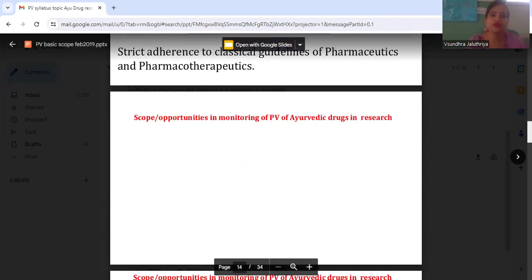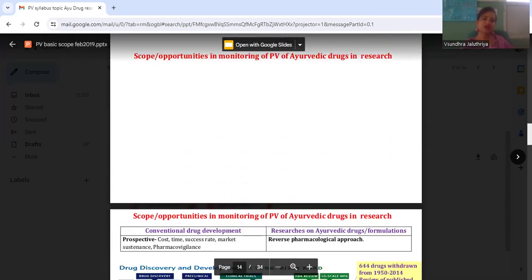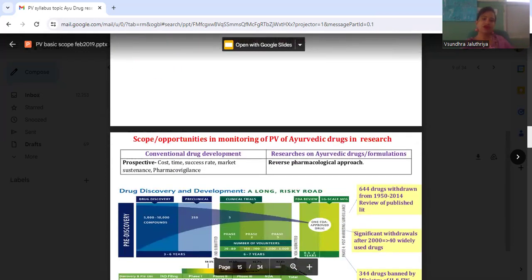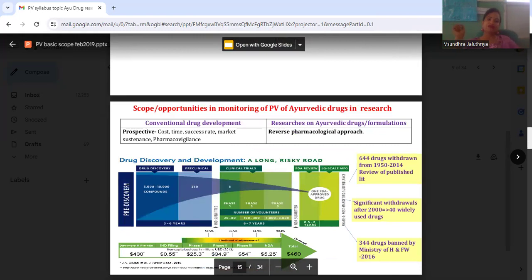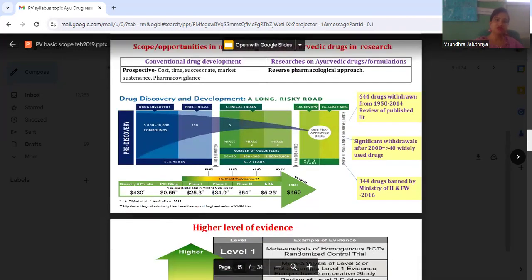Scope and opportunity: monitoring PV in Ayurveda drug research. Here comes conventional drug development. Conventional drug development: what is the prospect? Post-marketing, time, success rate, market, sustenance and pharmacovigilance. Research on Ayurvedic drug formulation uses a reverse pharmacological approach. In drug discovery and development, pre-discovery takes 1 to 6 years, clinical trials 6 to 7 years, and then 0 to 4 years for review and pre-clinical case studies.